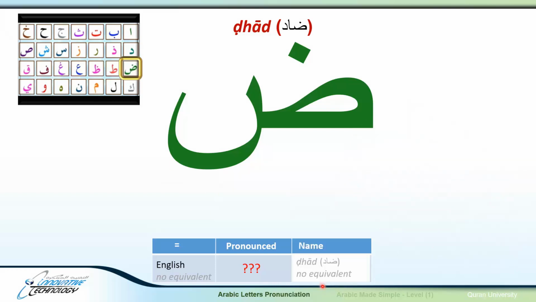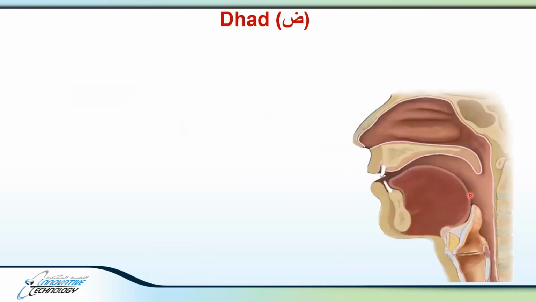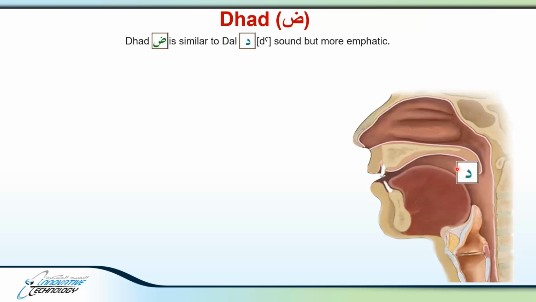And it's called Dad. In order to learn how to pronounce the Dad, we'll compare it with the closest letter to it, which is the Dal. Dad is similar to the Dal sound, but more emphatic. We'll explain.